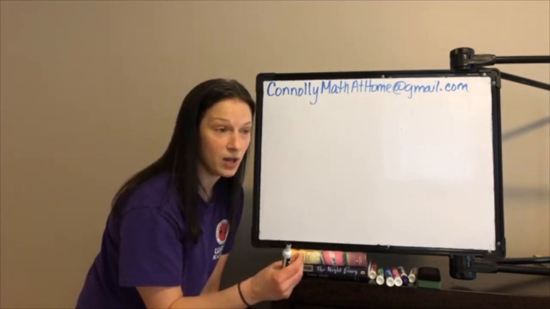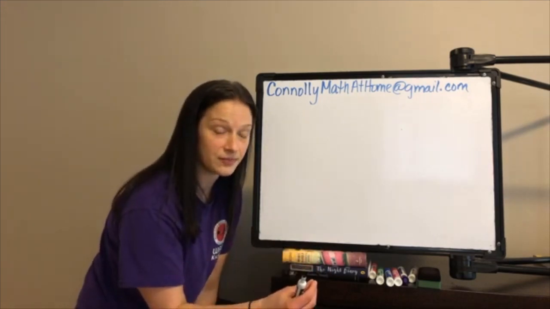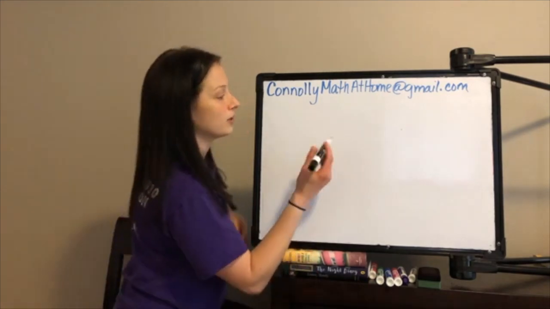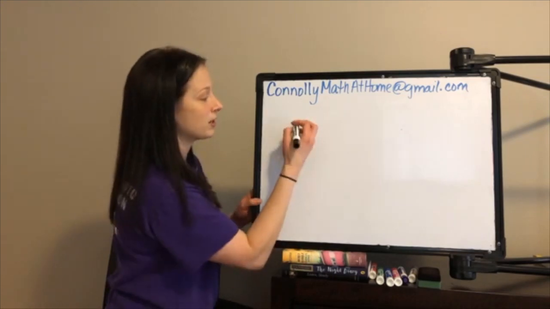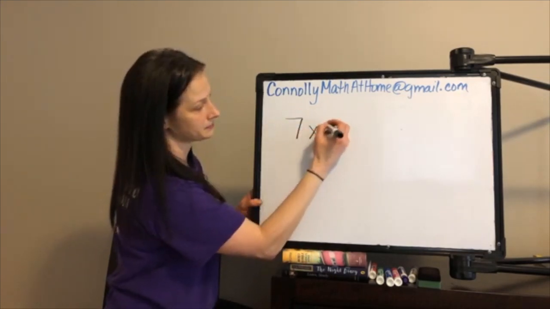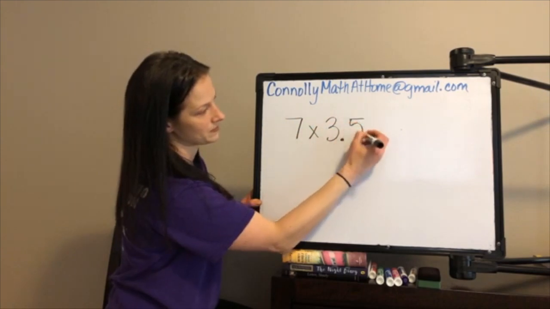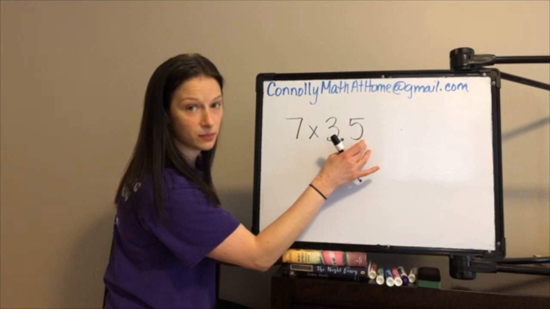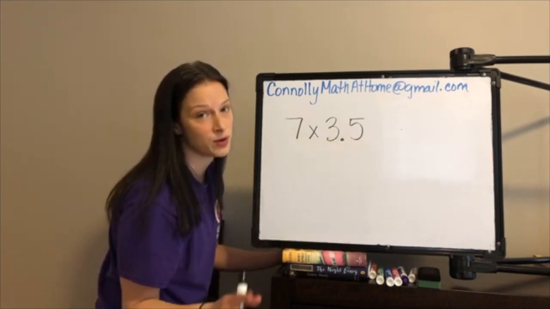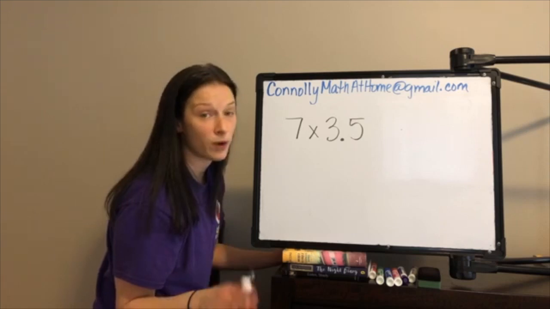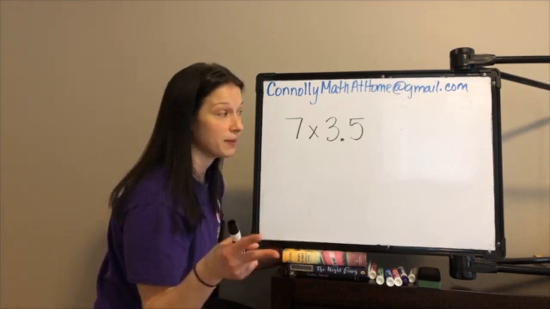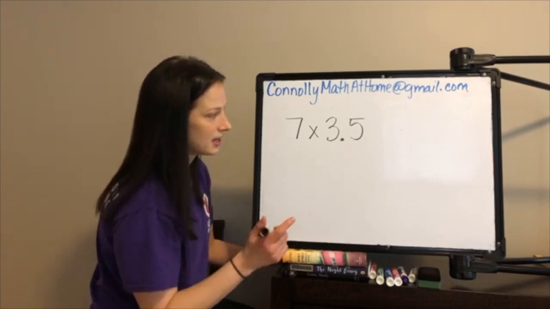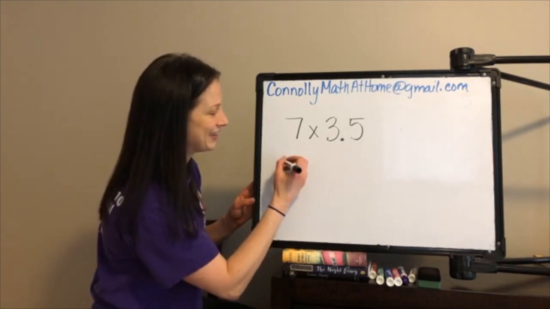You think about what happened to the size of the factor, and you think about your estimate, because it has to make sense. Okay, so here's for you to solve at home. I want you to estimate first, what is 7 groups of 3 and 5/10? You are going to be tempted to add 3 and 5/10 7 times. I want you to think about estimating, I want you to think about multiplying, and I want you to think about placing your decimal.